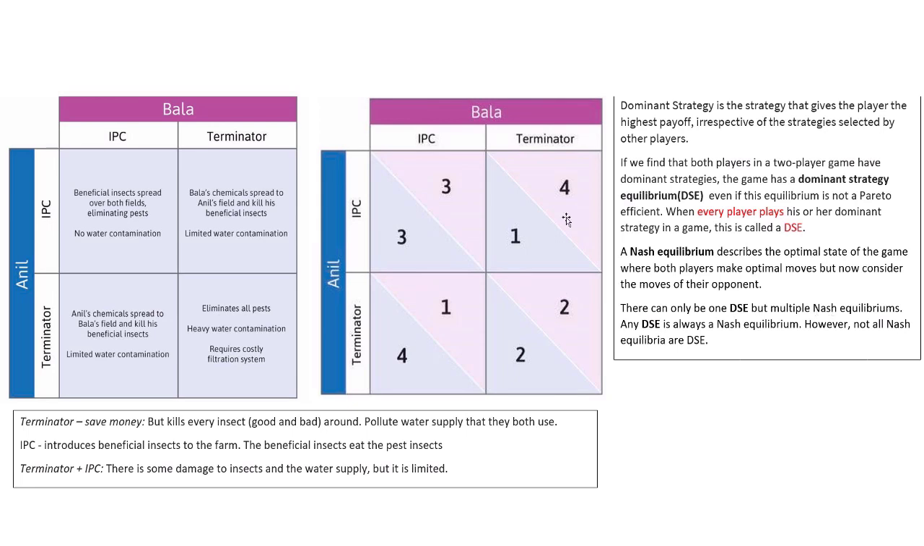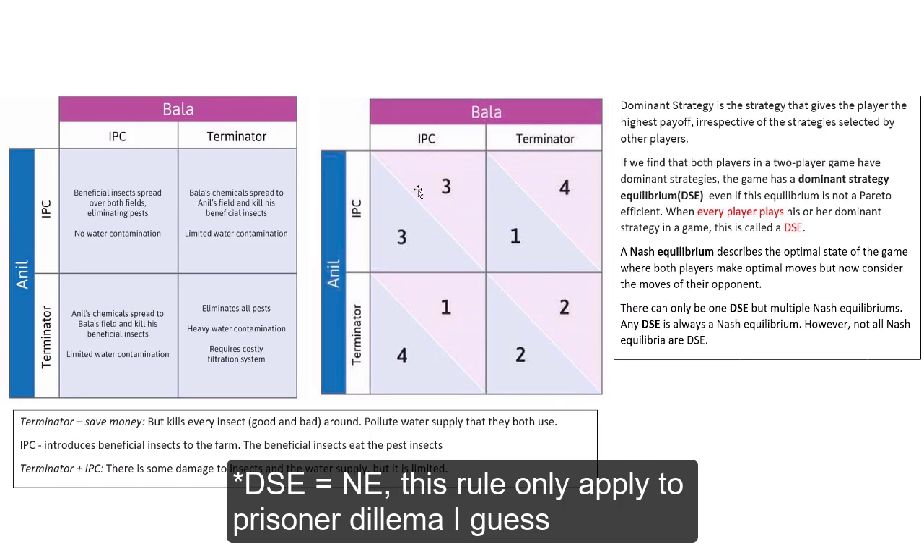Meaning, after you determine the dominant strategy, if both players choose to play their dominant strategy, then this is a dominant strategy equilibrium. There can be only one dominant strategy equilibrium, but multiple Nash equilibria. They can exist. However, not all Nash equilibria are DSE, okay?